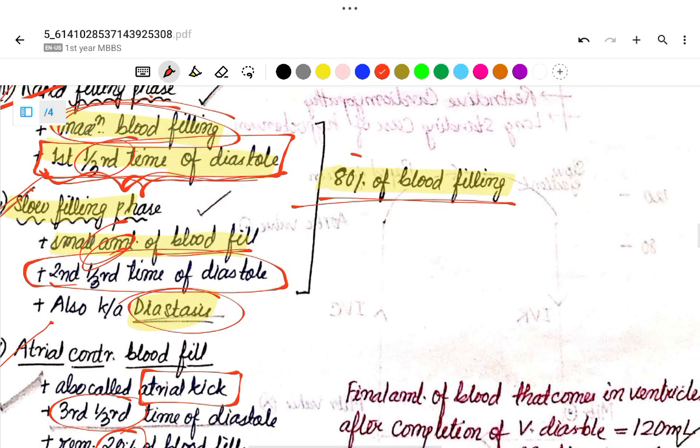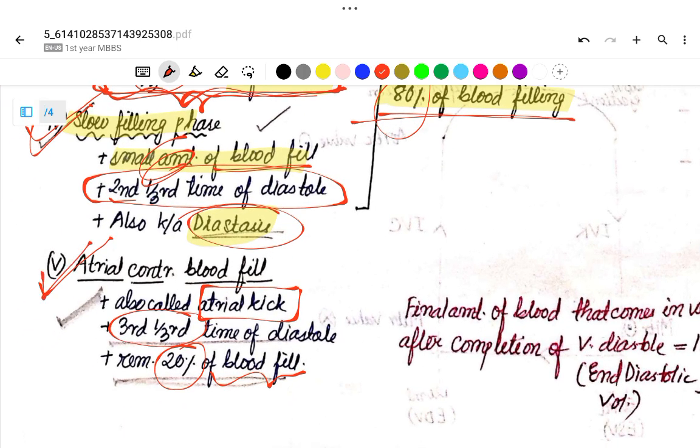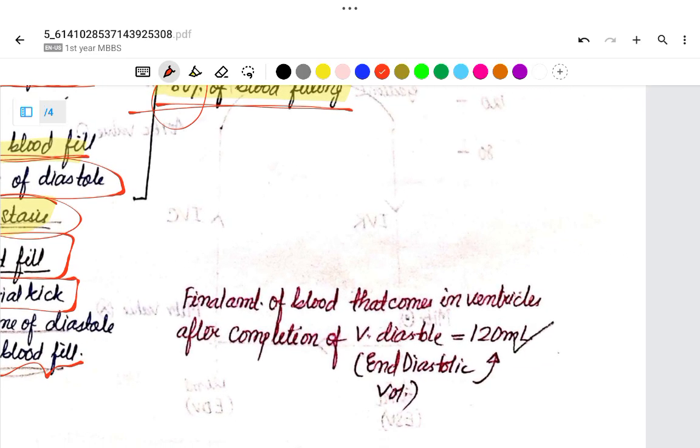So 80% is filled in the rapid filling phase and slow filling phase, and the last is the atrial contraction blood fill, the atrial kick. It is the third one-third of the time of diastole. It is 20% of the blood. The final amount of blood that comes into the ventricles after completion of ventricular diastole is 120 ml.